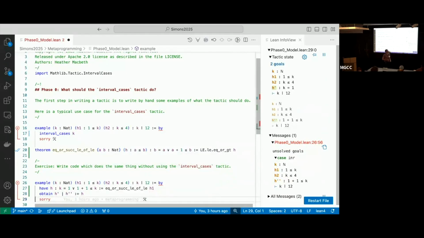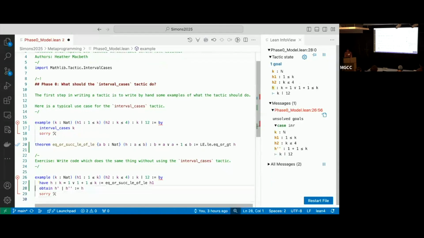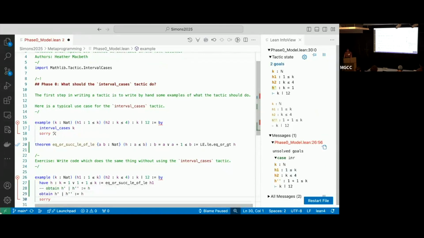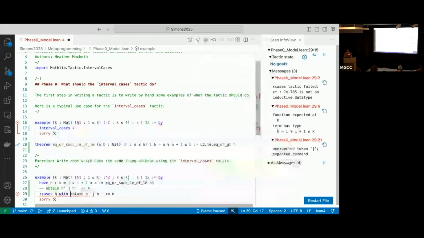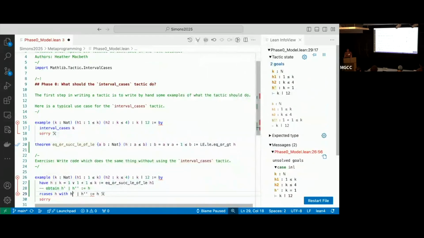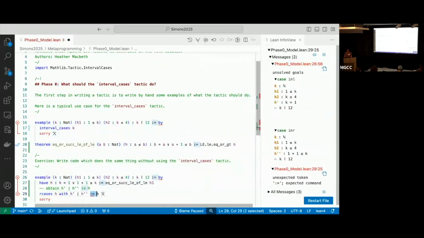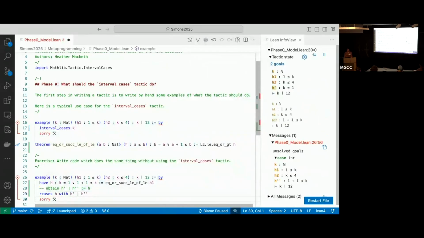Why wouldn't you just say cases h? I could also do cases h. Yep, that would also be fine. And maybe I'll write the rcases version just so we can be completist. So if I wanted to do this using rcases, it would be rcases h with h' | h''. I think this works. Is it necessary for the hypotheses to have different names? Yep.